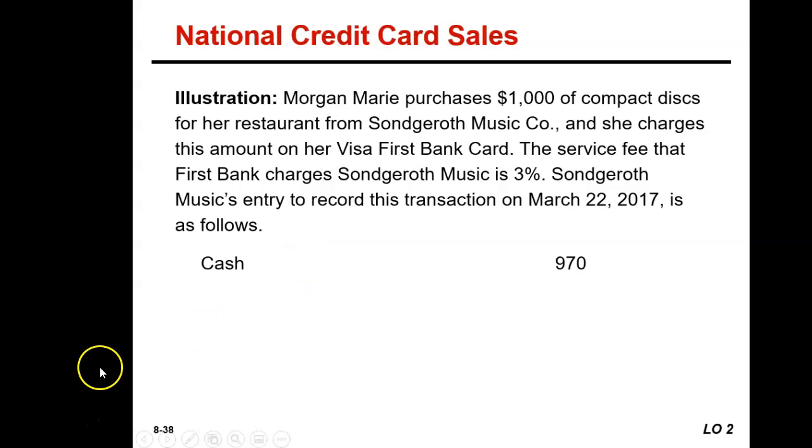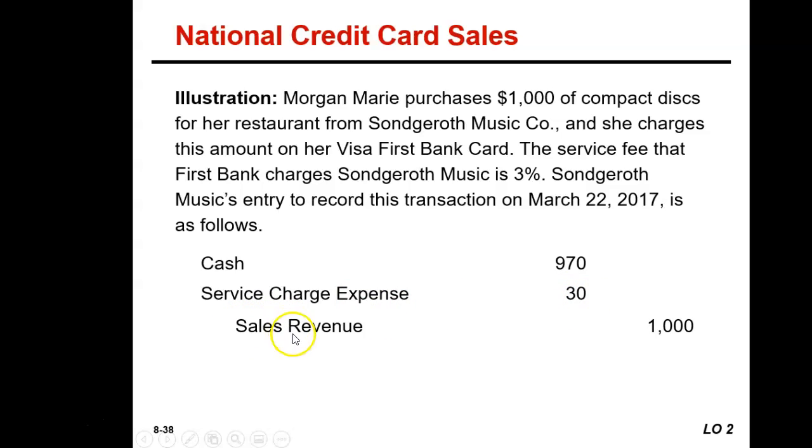So to record this transaction, the music store received $970 in cash from the credit card company. They're going to keep 3% as a service charge expense and recognize sales revenue in the amount of $1,000. So when companies accept credit cards, those companies are required to pay a fee to the credit card company. Okay? And so again, they'll debit cash, recognize the expense for $30, and credit sales revenue in the amount of $1,000.